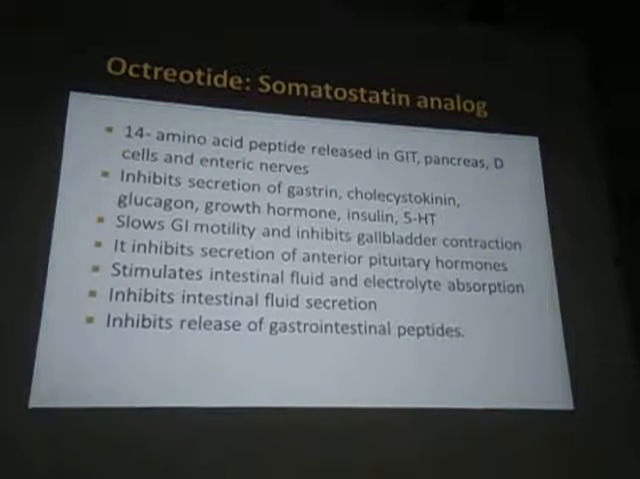So this is the drug which we are studying specifically in this topic, anti-diarrhea. Okay, so it is a somatostatin analog of opioid. The first slide we saw the picture how somatostatin acts, and now we are using a drug which is analog of this, that is opioid. It is a 14 amino acid peptide. It is released from the GIT, pancreas, the B cells, endocrine is all there.